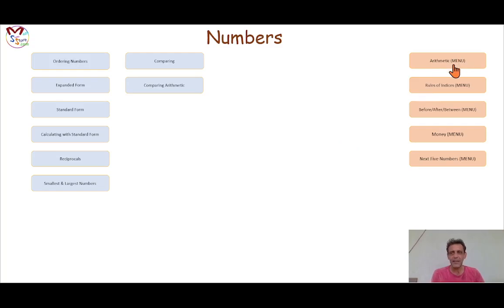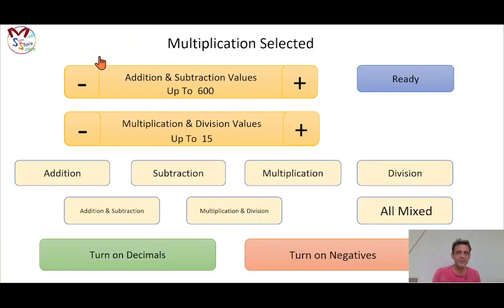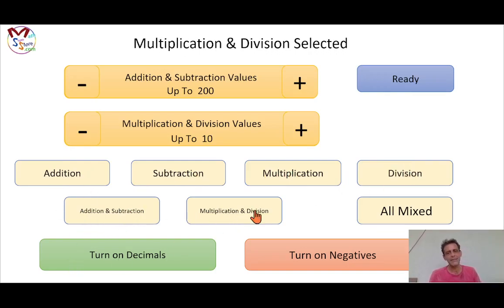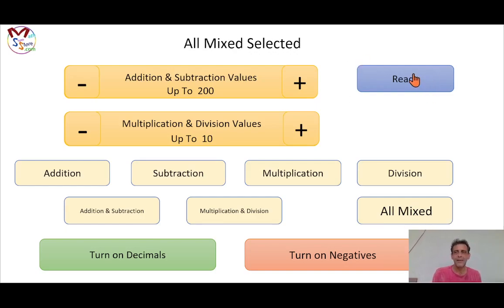We've got an arithmetic menu, which is a little bit different, though it's a similar menu. You can change the values up and down as before. You can select addition, subtraction, multiplication and division, but this time you can also mix addition and subtraction, mix multiplication and division, or you can mix them all, and then when you're ready, press ready.